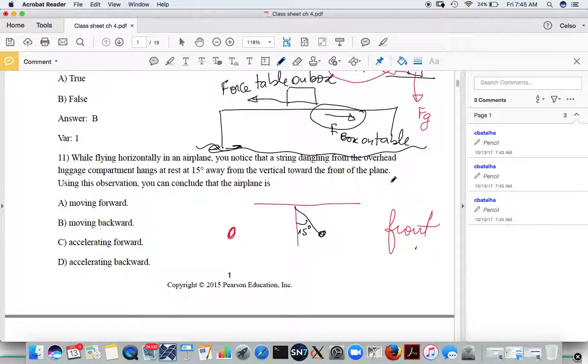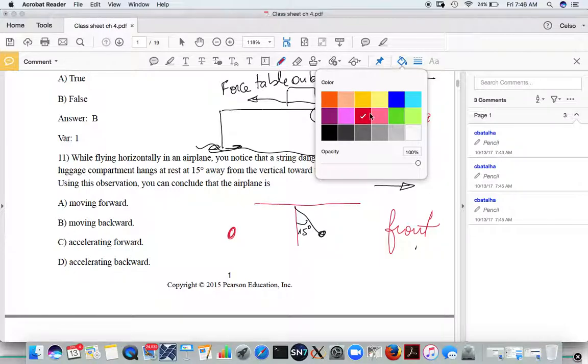So if this is the front of the plane, certainly the plane is moving that direction, right? So the airplane doesn't move backwards. Never saw that. Probably a helicopter can do that, can it? So using this observation, you can conclude that the airplane is what? Well, look at this. What are the forces? I have always to ask this. What are the forces on this mass?